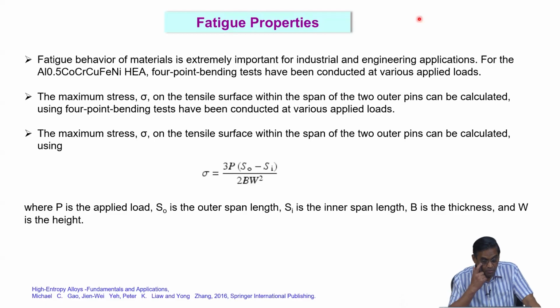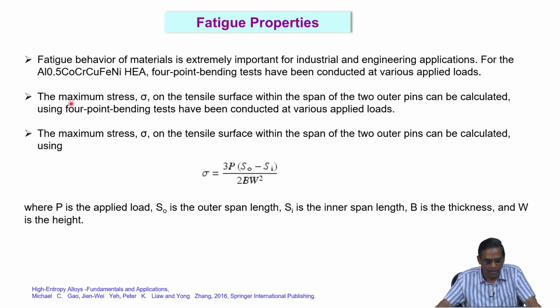The other important property we want to check is fatigue properties. Fatigue properties are important because most of the industrial and engineering applications require this data, and then we look at this behavior for this alloy, aluminum, cobalt, chromium, copper, iron, nickel, high entropy alloy. These fatigue properties are evaluated by a 4-point bending test in this case.